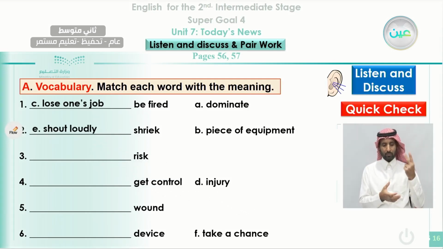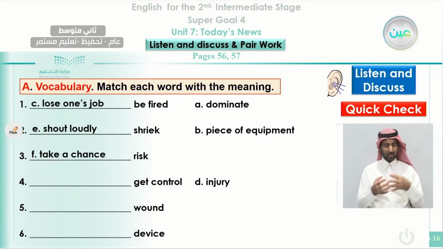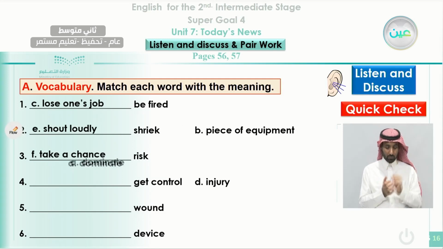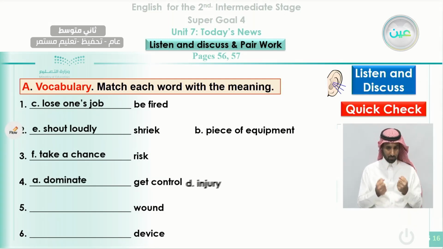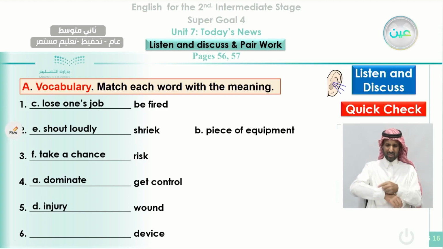Okay, "shriek" here means shout loudly. When we talk about Percy, he said bad words. We can describe words that are said without knowing the meaning as "shriek." So the parrot Percy shrieked bad words. "Risk" here matches "take a chance." Take a chance means to take a risk. "Get control" matches "dominate," and "want" matches the word "injury."